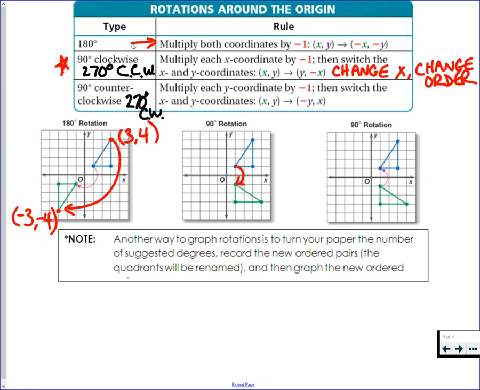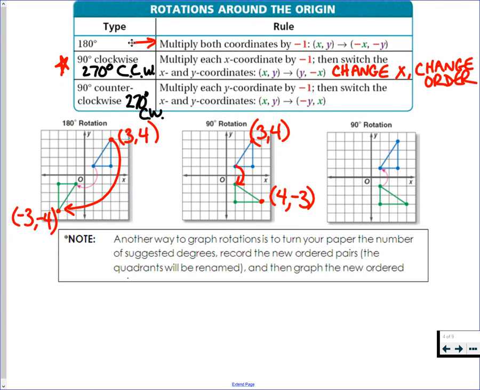Okay, so for instance, let's go back to this same point right here, 3, 4. What I have right now for my x is a +3. If I change that, it'll be a -3, and I'm going to change the order. So I can just write the 4 down first, and then it'll be a -3. And if I look at this ordered pair, it is at 4, -3. That works, okay? So you can use the rule. I'm going to talk about this note down here on the bottom in a second.